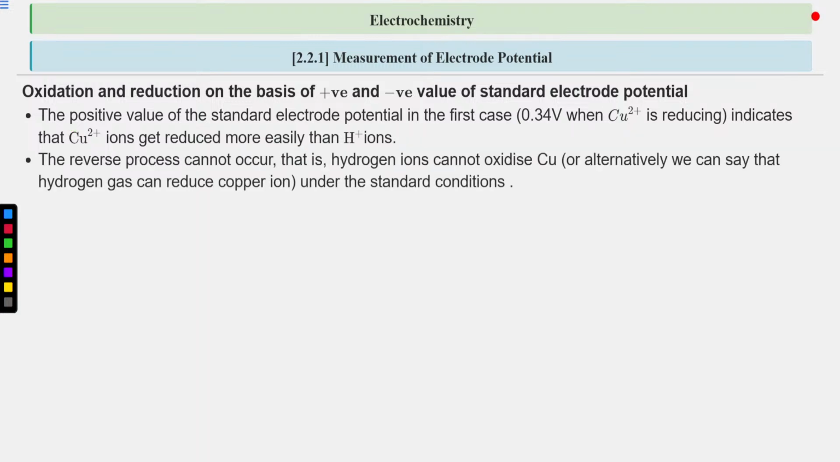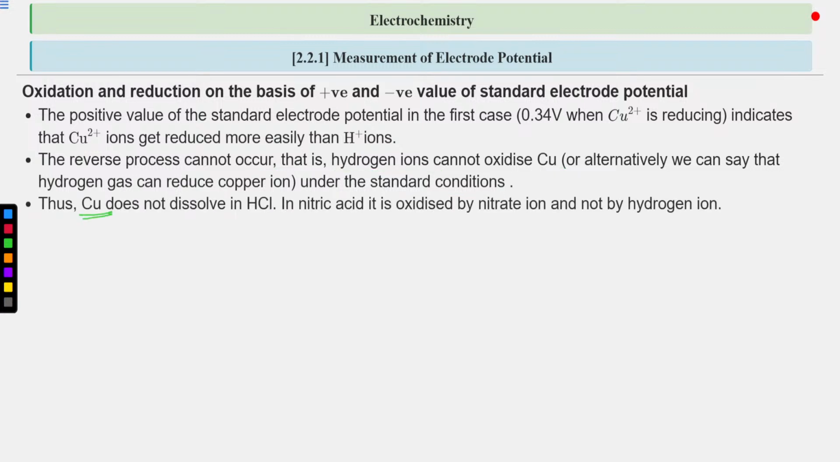The reverse process cannot occur, that is, the hydrogen ions cannot oxidize copper. Reverse reaction means H positive and copper 2 positive. Okay, so H positive reduces copper 2 positive. So hydrogen ions cannot oxidize the copper, or alternatively you can also say that hydrogen gas can reduce the copper ion under the standard conditions. Okay, so this is the reverse process which we are saying cannot occur.